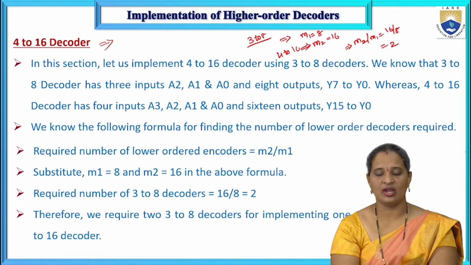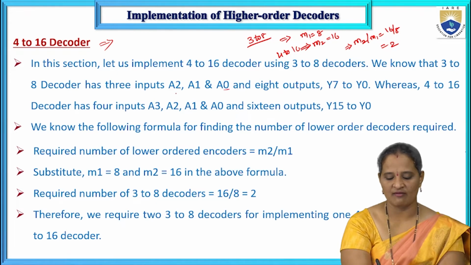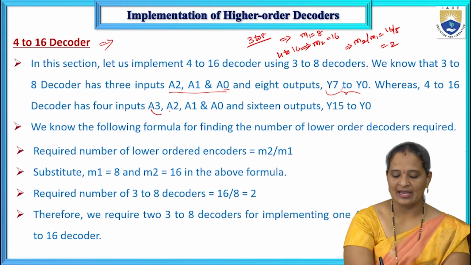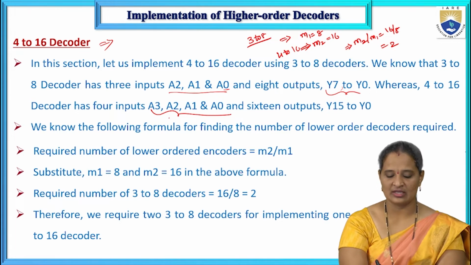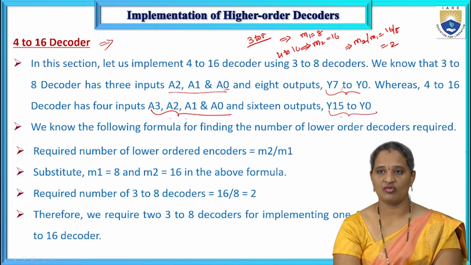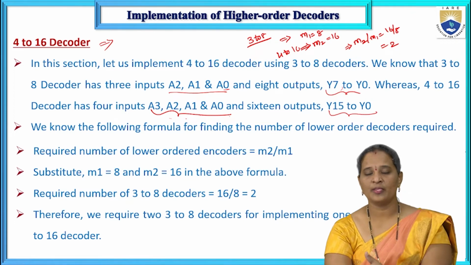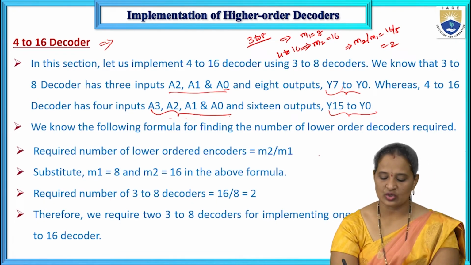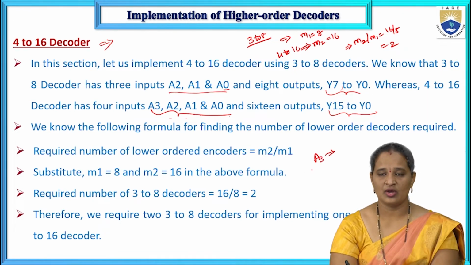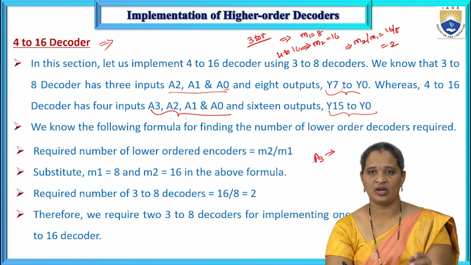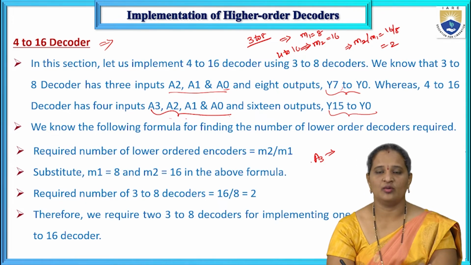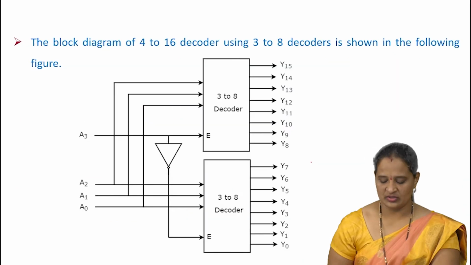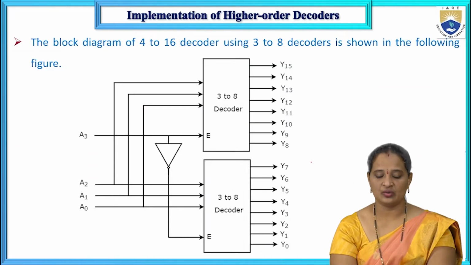In a 3 to 8 decoder, we have 3 inputs represented as A2, A1, A0, and 8 outputs, Y7 to Y0. And in a 4 to 16 decoder, we have 4 inputs A3, A2, A1, A0, and 16 outputs Y0 to Y15. As I told you, I require two 3 to 8 decoders. As we have 4 inputs in the resulting decoder, the MSB, which is A3, is taken as the enable input, given in true form to the upper decoder and in complemented form to the lower decoder. The remaining 3 inputs are applied as common inputs to the two 3 to 8 decoders. So this is the implementation of a 4 to 16 decoder using two 3 to 8 decoders.